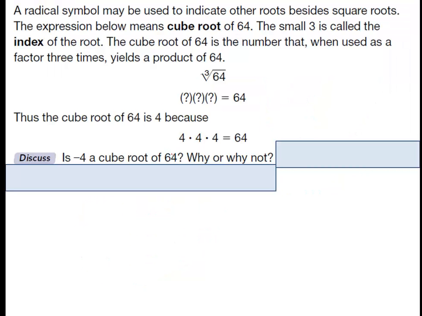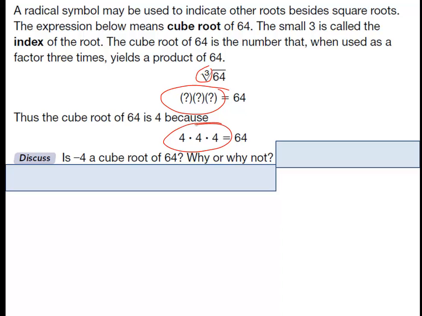All right, so a radical symbol can be used to indicate other roots besides square roots. In this case, we're going to talk about cubes. We got this little teeny 3 here, which is the index. And what that says is that we don't want just the square root of 64, we want the cube root. So we want what 3 numbers instead of 2? Normally, the square root would be 8, right? 8 times 8. But what times what times what equals 64? What's the cube root? Well, that would be 4 times 4 times 4. So the cube root of 64 would be 4.